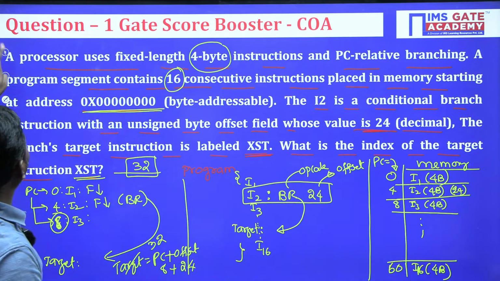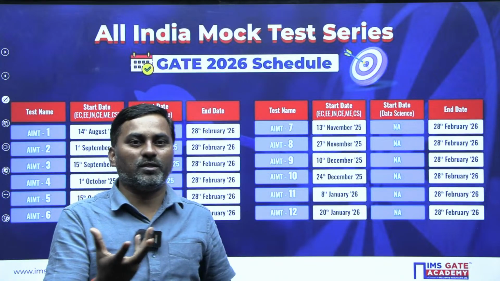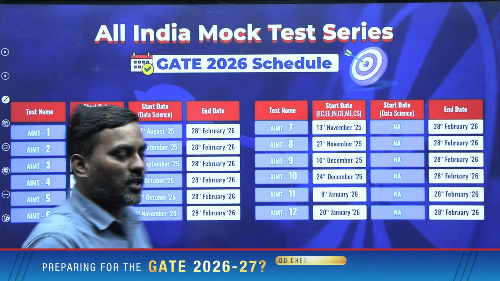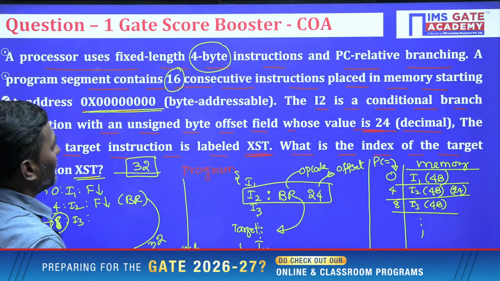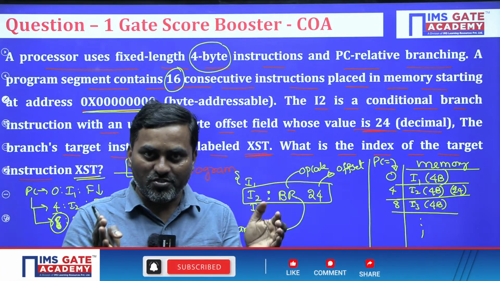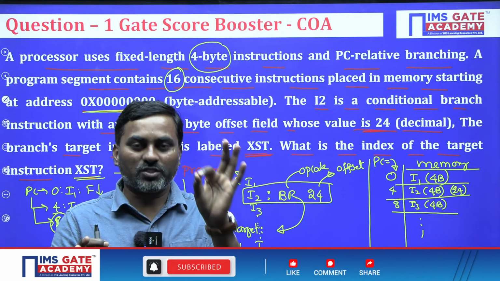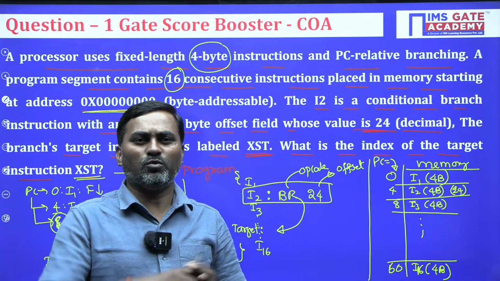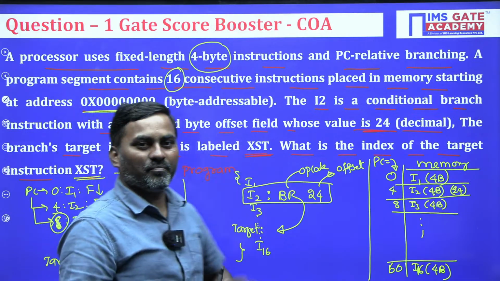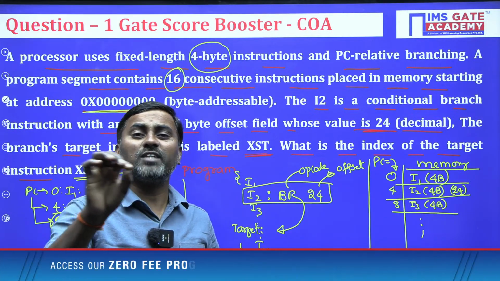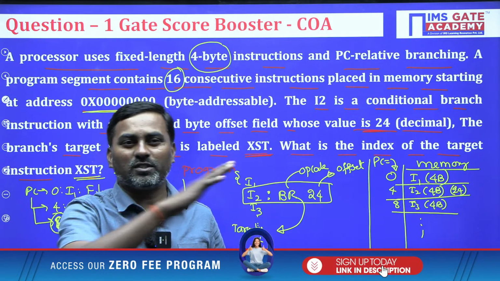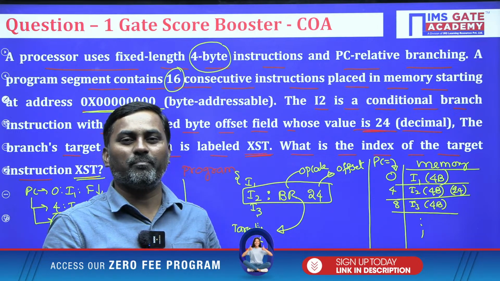Okay. So now, just before going to another question, you have a doubt, right? Let me go back. So I repeat, a program segment has 16 instructions. Instruction number 2 is a branch instruction whose target is somewhere. The target instruction name is XST. Every instruction size is 4 bytes long. The program is stored from address 0 onwards in memory in a consecutive manner.